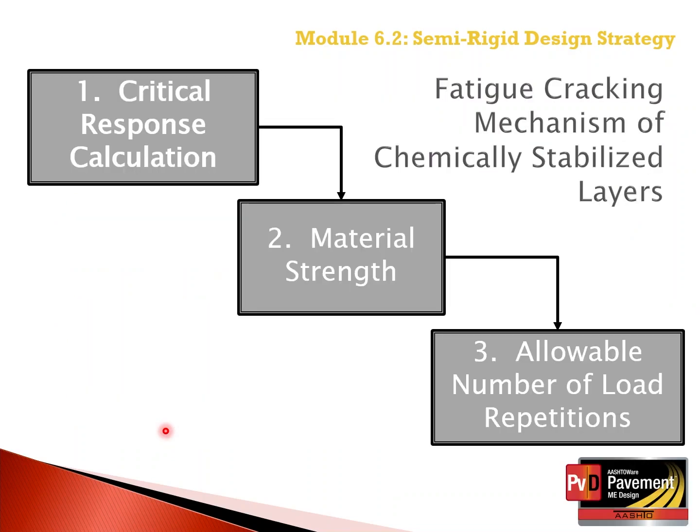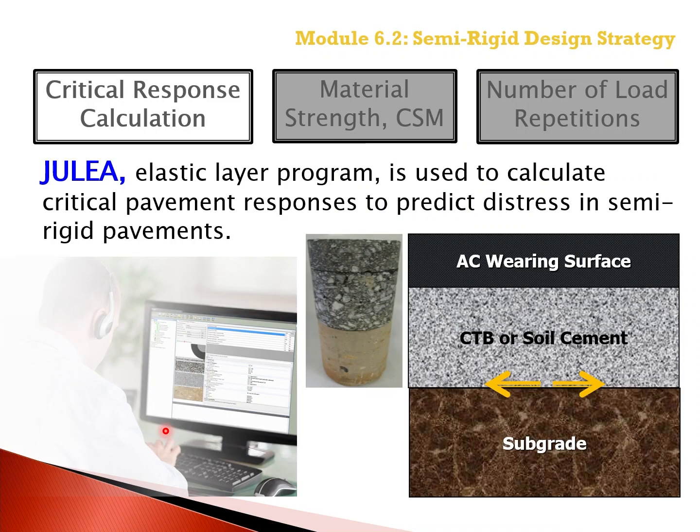So the fatigue cracking mechanism is defined by these three parameters or variables, similar to the paperclip experiment and almost identical to what was used for Portland cement concrete fatigue as well as asphalt mixture fatigue. So there are the critical response calculation, the material strength of the chemically stabilized layer, and then the allowable number of load applications for a chemically stabilized layer. We're first going to start with the critical response calculation.